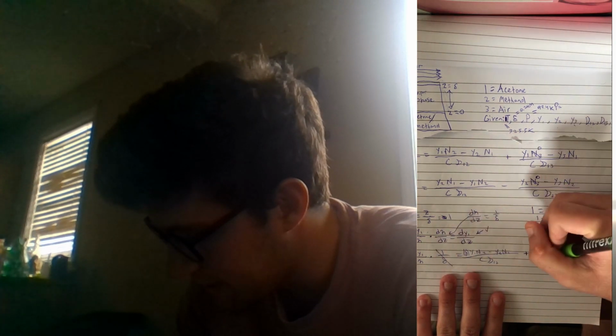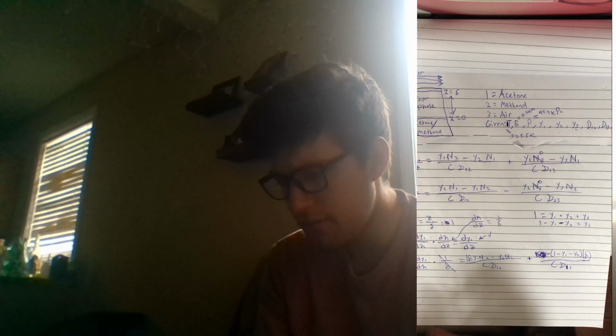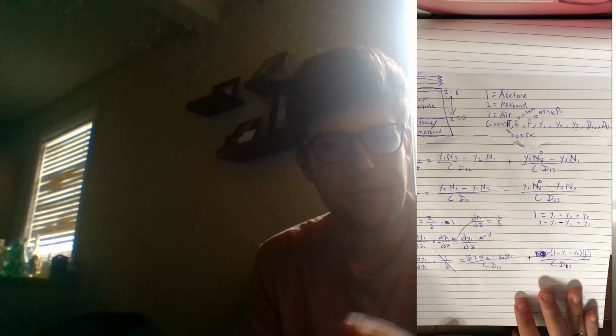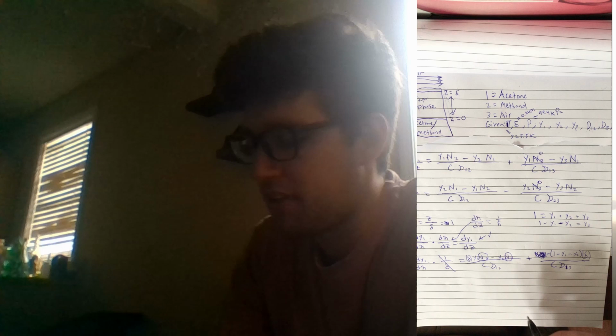Add a delta. All right, well, let's see. What do we know about each of these variables? Now, let's see if we can define the order of magnitude for each of these variables, because we're trying to define it for N1 and N2, which is molar flux of acetone and molar flux of methanol. Well, let's start on this side actually.